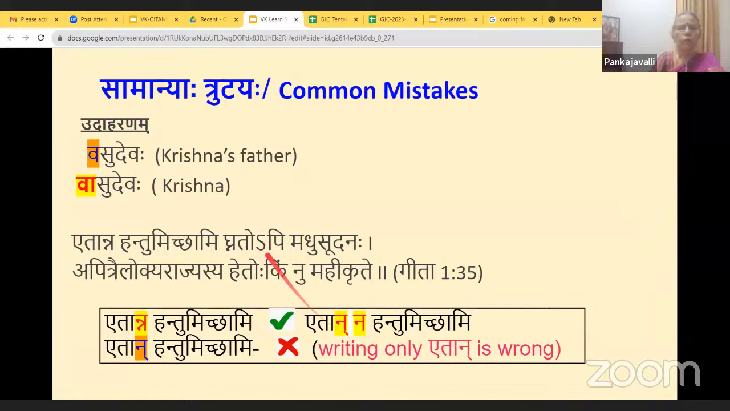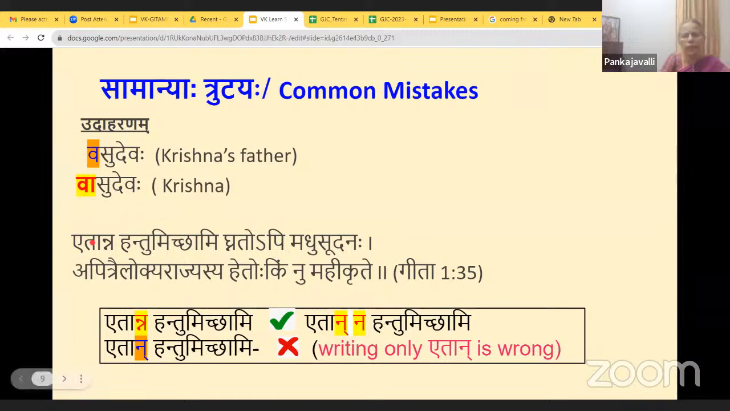So, the mistake we make is, instead of Vasudevaha, Va is a hrasva here, but we forget and say Va. Vasudevaha. Vasudeva Sutam. It's not Vasudeva Sutam. You must not recite Vasudeva Sutam Devam, that becomes Krishna's son. Vasudeva is Krishna's father.